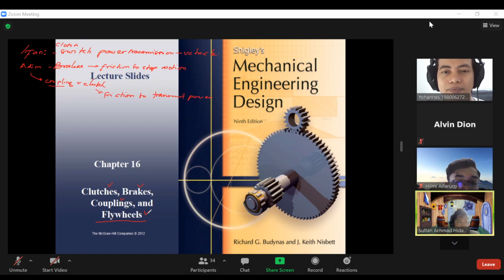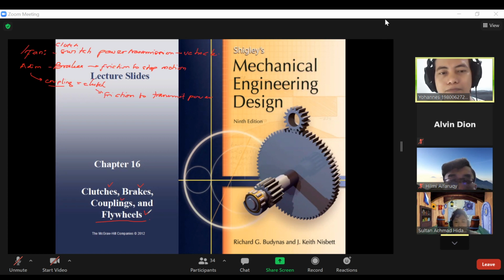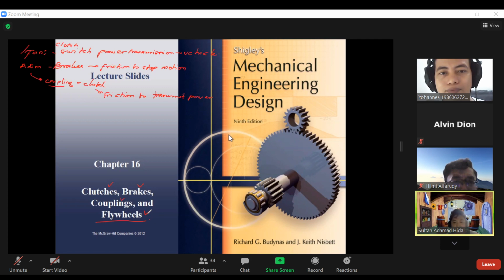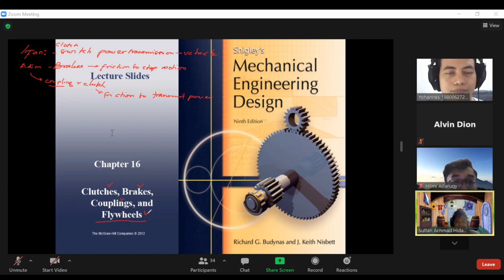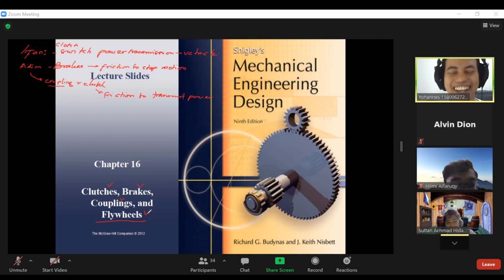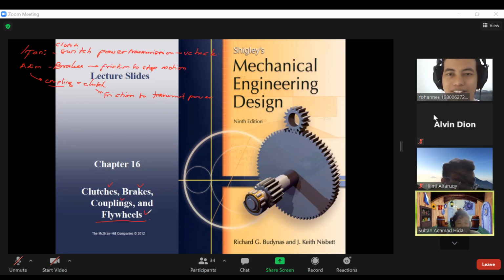When the piston goes up and goes down, it connects with a shaft, and the shaft is connected with a flywheel that will transfer the power from the machine to the rod, sir. Ya pokoknya ke impellernya lah, sir. Transmit to the impeller. Okay, to the impeller. Okay, that's good. Yeah, thank you, sir. Let's try, Sultan.